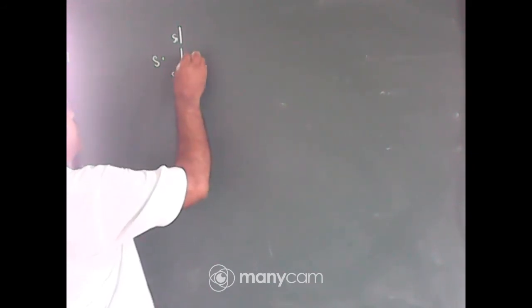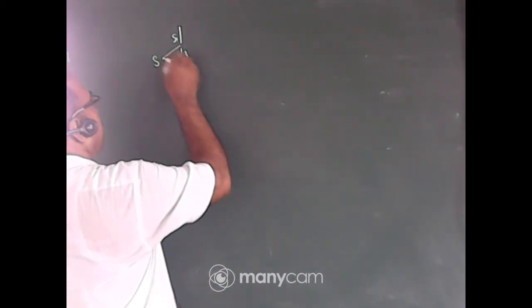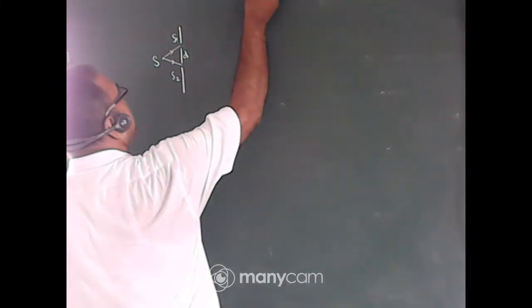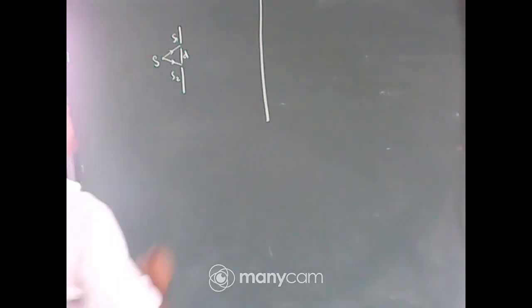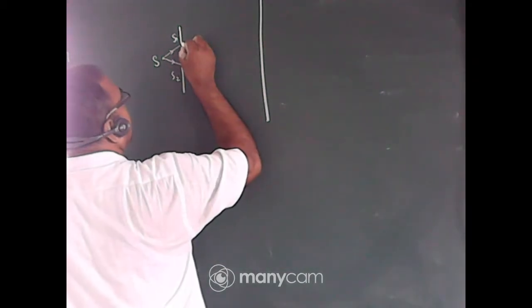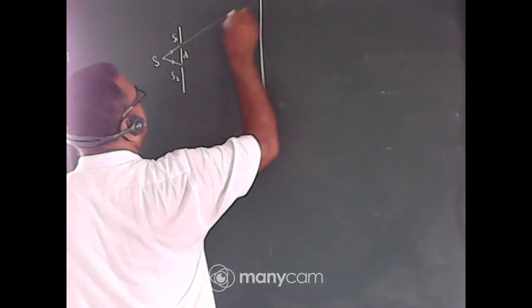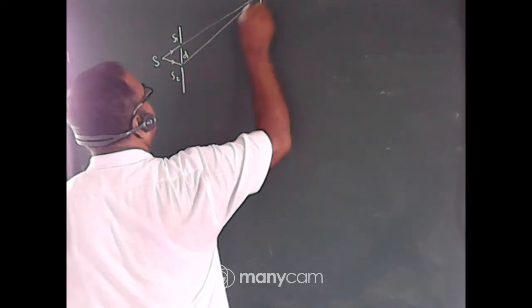Again I draw it from your previous class, you know it. The source of light S. The light must be monochromatic. The two slits S1 and S2 are separated at a distance d. The distances from the source are the same. You consider a screen here, and create the interference fringe on that screen, this.